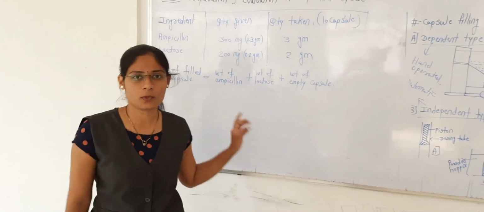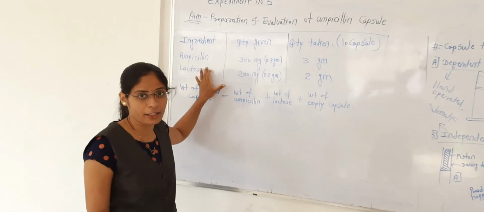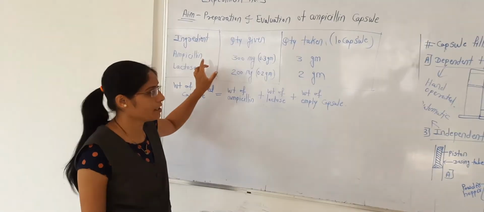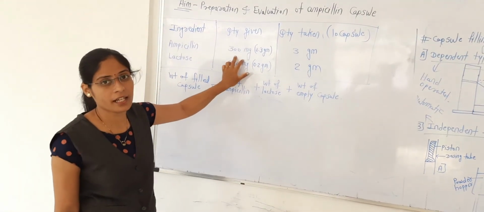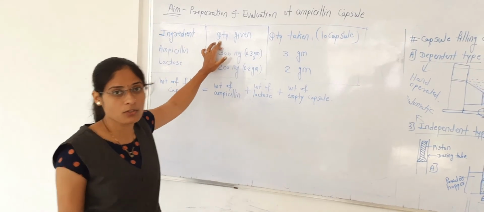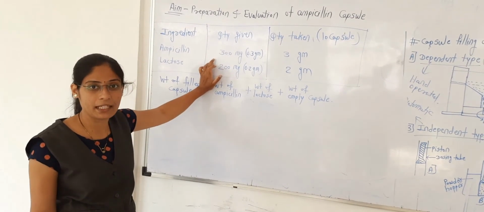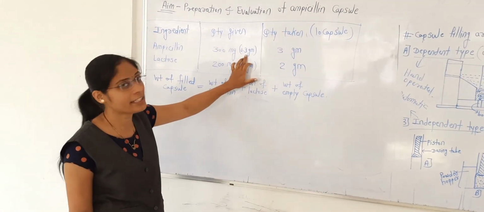See here in the procedure, first we use ampicillin as the API, active pharmaceutical ingredient. We take ampicillin 300 milligram, 300 milligrams for one capsule. In one capsule the dose of ampicillin is 300 milligram. We can convert this milligram into gram, that is 0.3 gram.